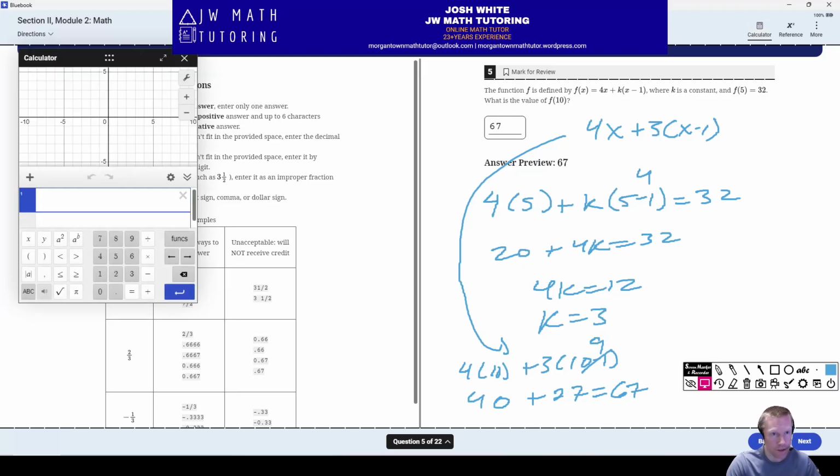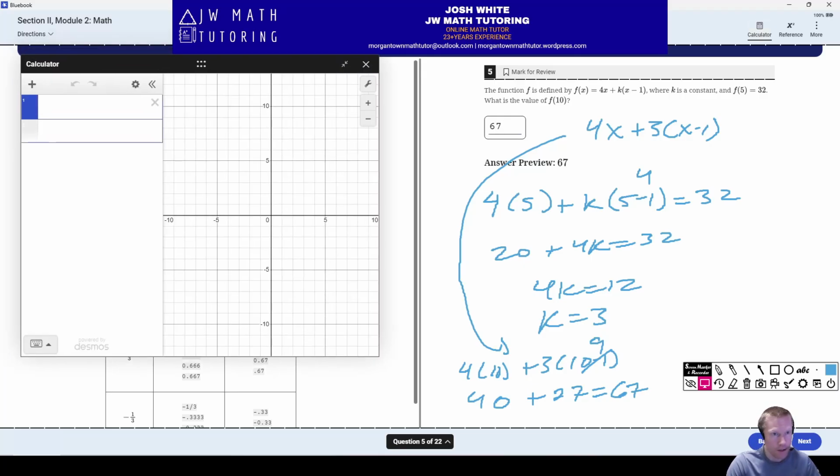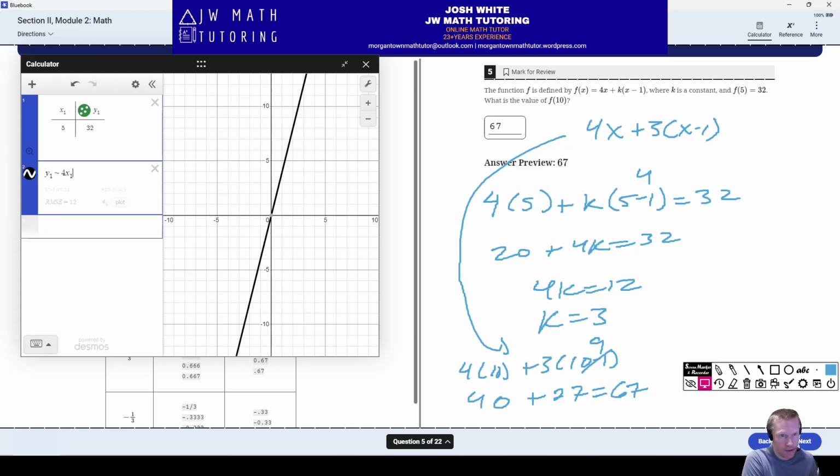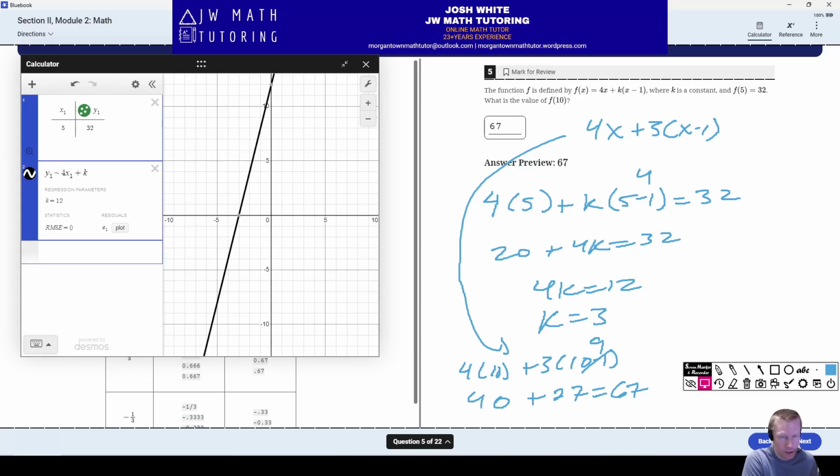Now let's go to Desmos and see how we could solve this entire problem in there. So let's think about this. We have a point. We're not trying to find a slope, but I think we can still use regression in order to get the k value. So let's type in our point. And now I'm going to do regression. I'm just going to type exactly what the equation looks like.